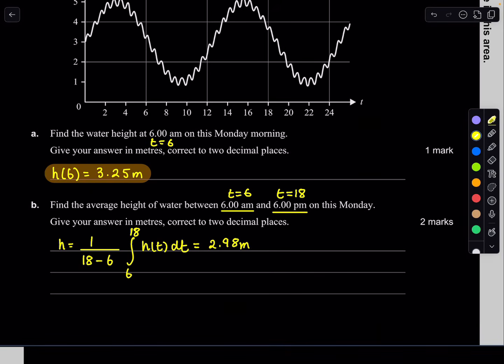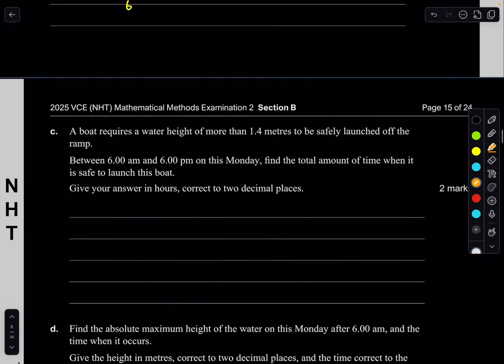2.98 meters. That's your average. Beautiful. 2 marks. Nice. Question.